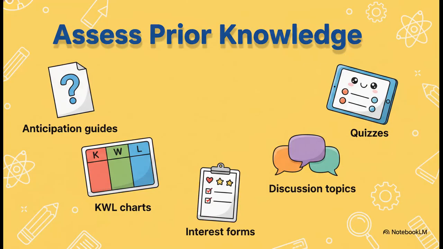And this is where the first set of tools comes in handy. You've got things like anticipation guides to see what students think they know about a topic, or KWL charts to map out what they already know, what they want to know, and later what they've learned. Simple things, digital quizzes, online discussion boards, even basic interest forms. All of these are fantastic tools for getting a read on that starting point for every single learner in the room.